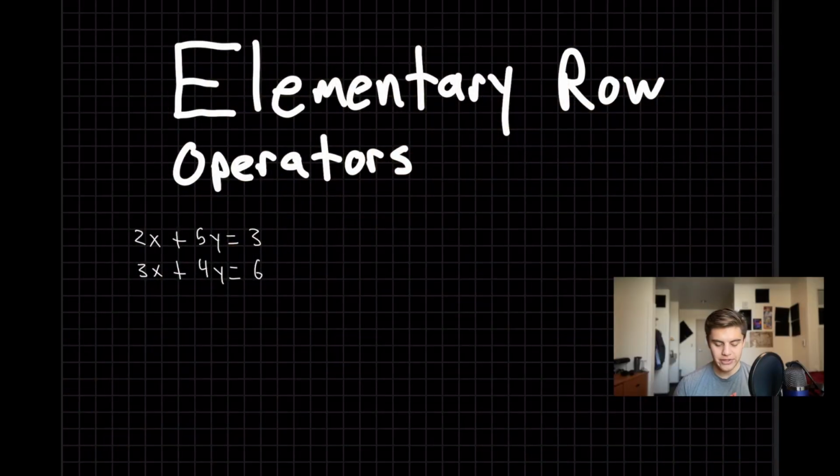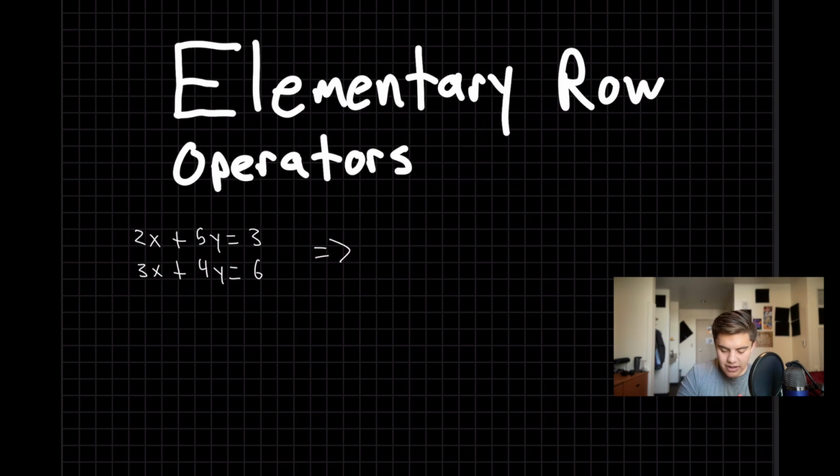In this video, let's take a look at elementary row operators. This is a linear algebra concept and it applies to linear systems. So as you see on screen, I have a system of two equations with two unknowns. Let's first say, how can we transfer this into matrix form?